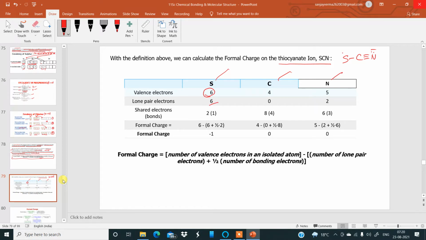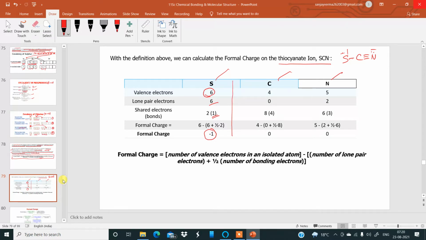Then shared bonds. Shared electrons are 2; 2 electrons are shared, and that is one bond. Now if you apply the formula, valence electrons minus lone pair electrons plus half into shared electrons: 6 minus 6 plus half into 2, which is 1. So 6 minus 7 comes to minus 1. The formal charge on sulfur is minus 1. Please go through this carefully.